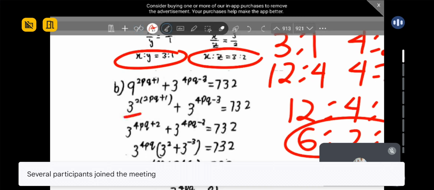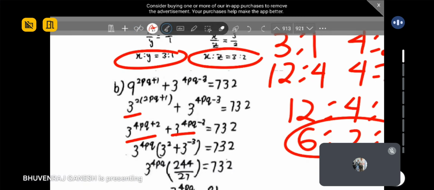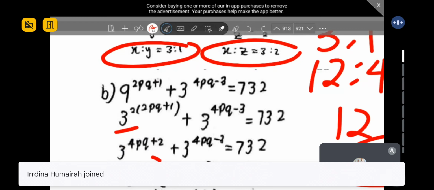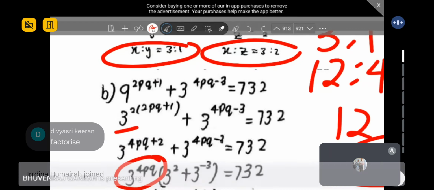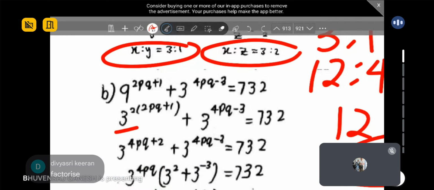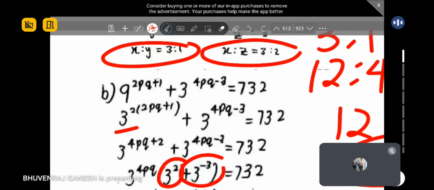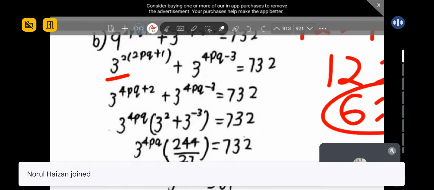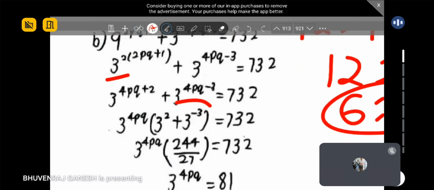Okay, so 9 is 3 square. Expand, kembangkan, and then you try to split, guys. Okay, pisahkan kat sini. So, guys, you see that 4PQ, 4PQ. Dua-dua ni serupa kan? It's the same thing. So, saya boleh faktorkan 3 power 4PQ. Yes. Okay, so that you get 3 square and 3 power negative 3 kat dalam kurungan. Okay, then you just count the value. Cari nilai yang ni. Tekan calculator.